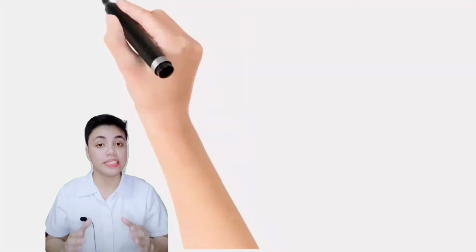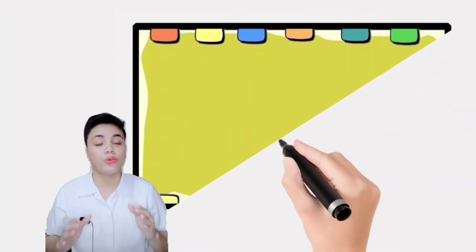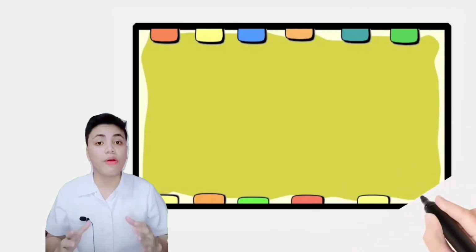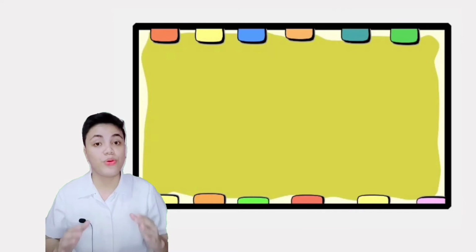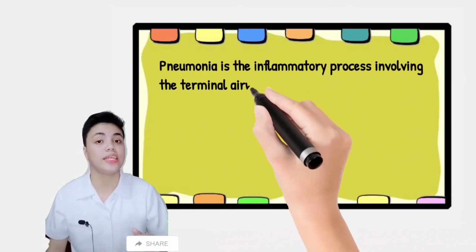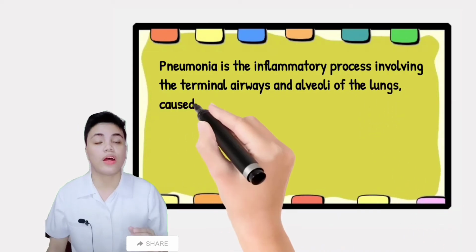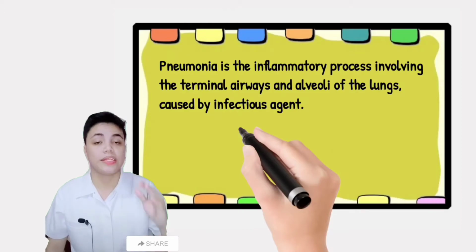So now we are already done talking about the normal gas exchange that is happening in our respiratory system, including its defense mechanism. Now let's talk about pneumonia. So what is pneumonia? Pneumonia is the inflammatory process involving the terminal airways and alveoli of the lungs caused by infectious agents. To make it simpler, pneumonia is the inflammation and infection of the lung parenchyma, specifically the lung tissue.